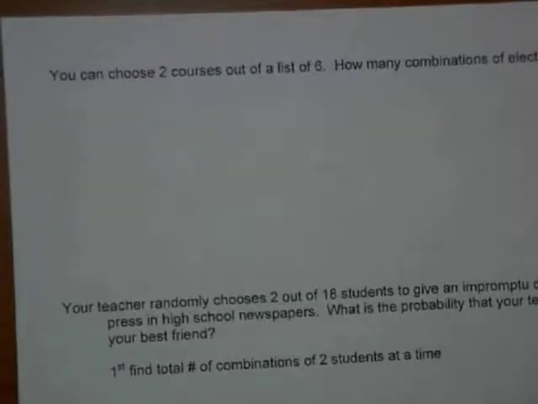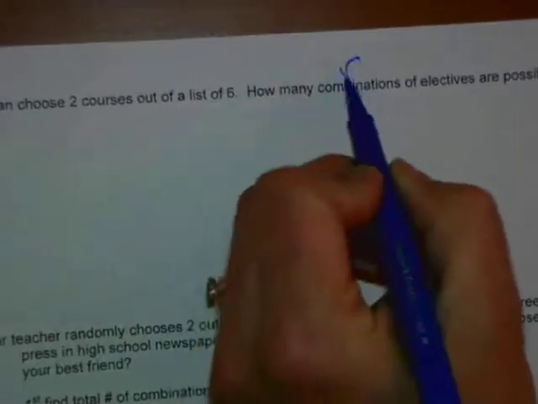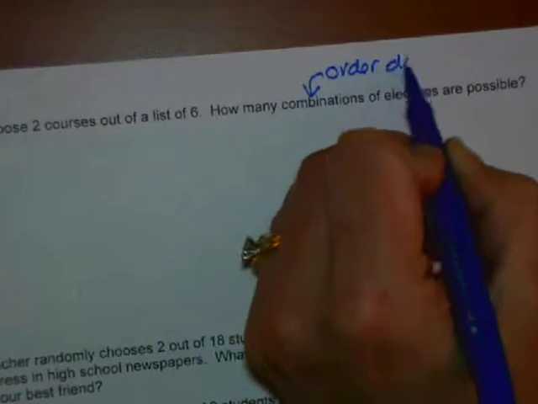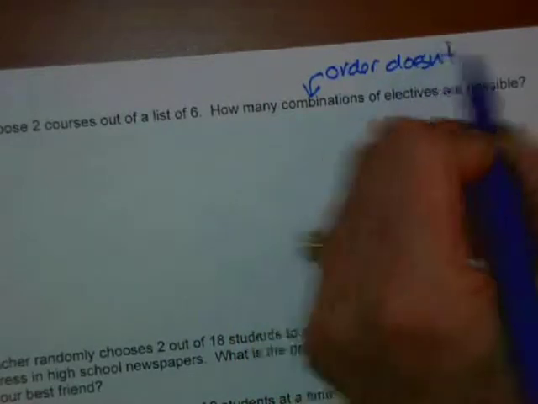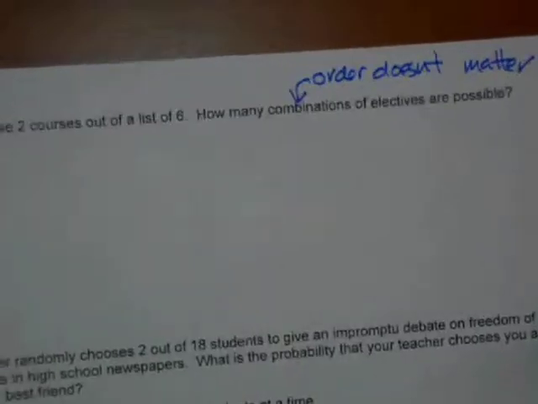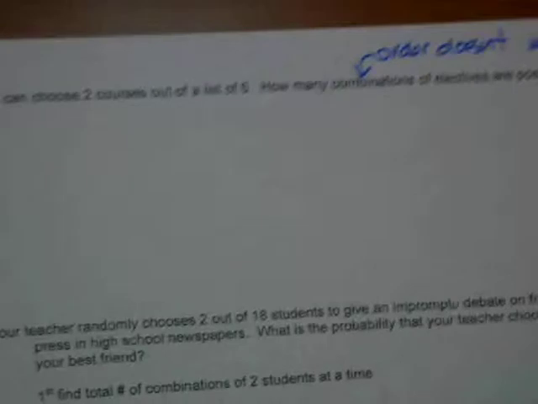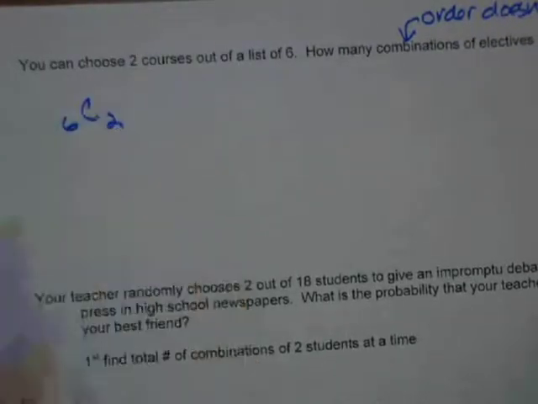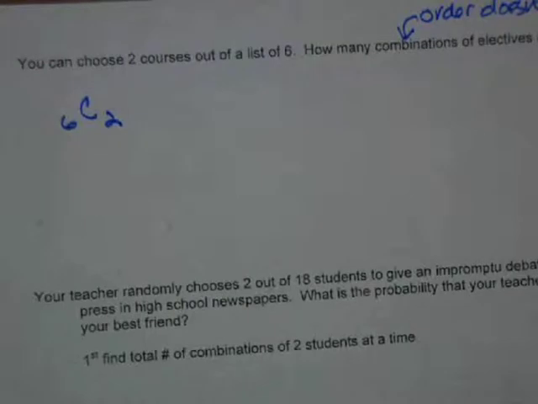Okay, let's do a little bit more on the back side. You can choose 2 courses out of a list of 6. How many combinations of electives are possible? When you see that word combination, order doesn't matter. So let's use the formula this time. I have 6 courses. I need to choose 2. How many combinations of 2 courses can I get out of 6?